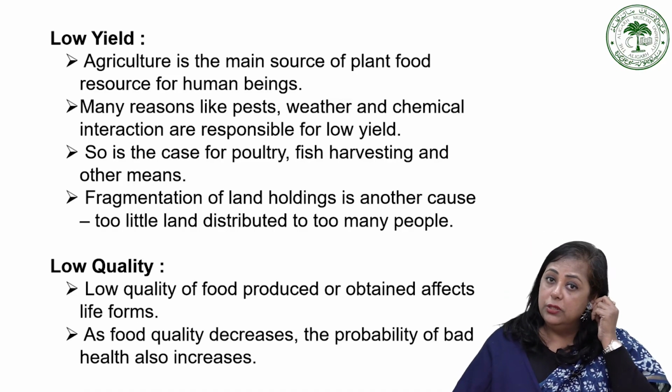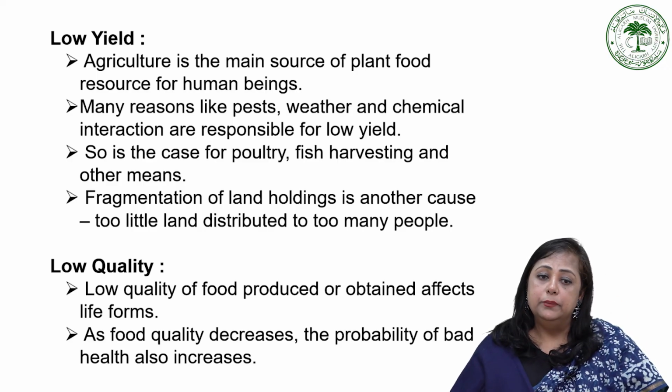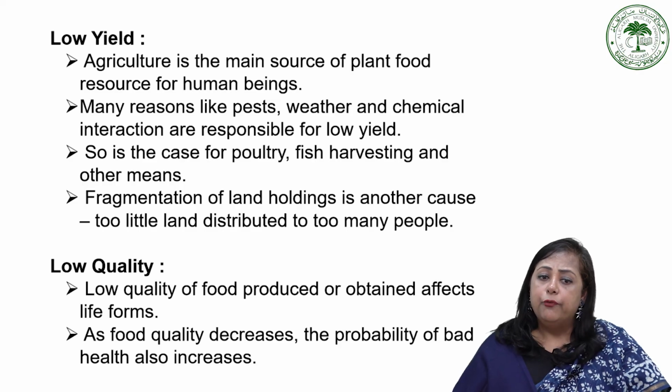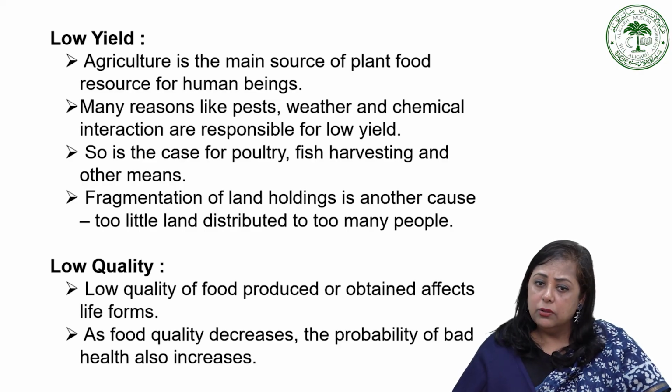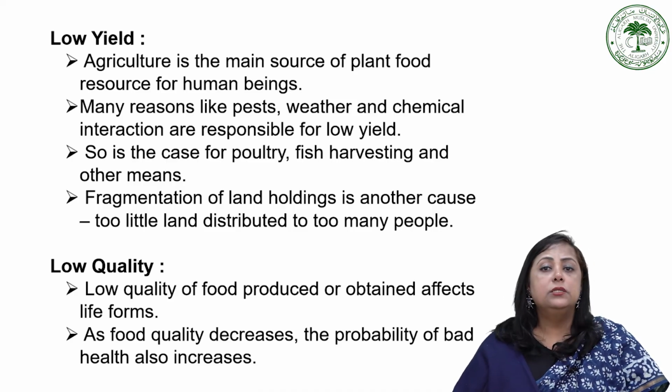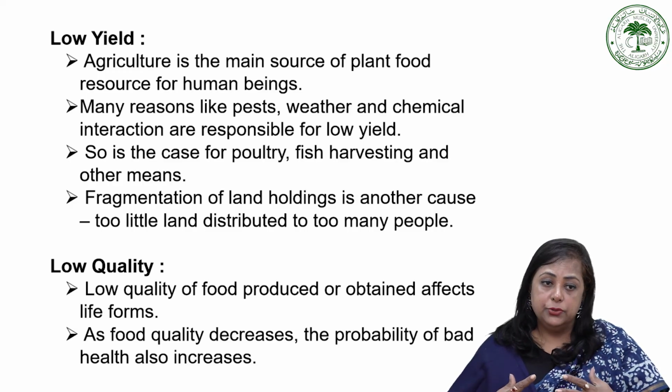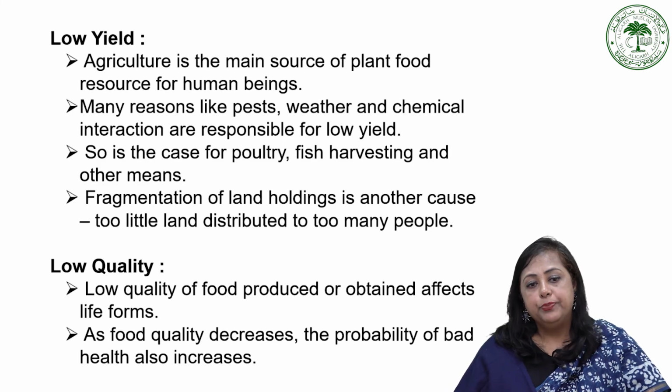So these are the issues the small farmers are actually facing. In the case of poultry, fish harvesting, and other means, fragmentation of land holding is another cause. Too little land distributed to too many people. This is the issue, we have very small farmers with small lands. So one family is having too less land to grow. So too many people, too less land.